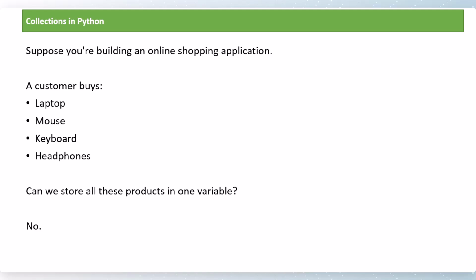But when you want to store multiple values, for example, you are building an online shopping application. A customer buys laptop, mouse, keyboard, and headphones. Four items the customer has purchased. Can we store all these products in one variable here? No, right. We are going to use four different variables, right?